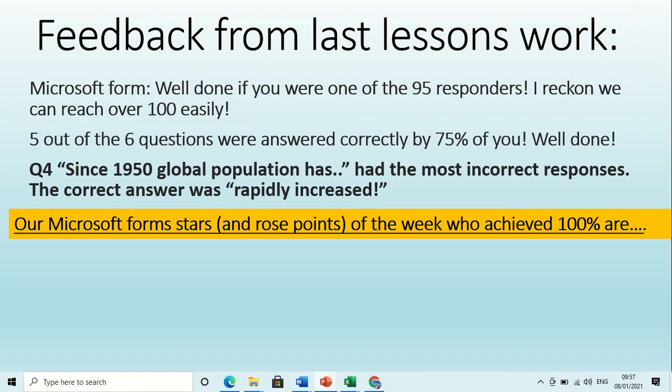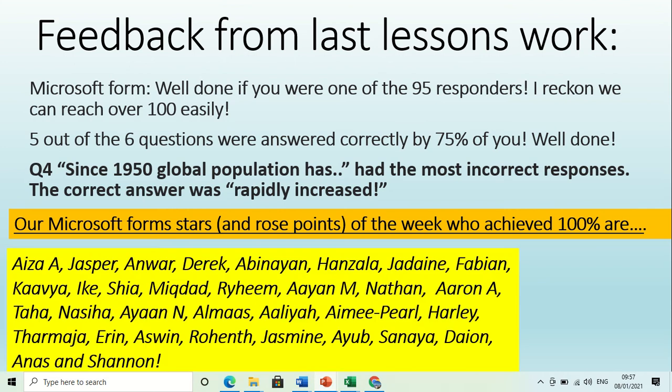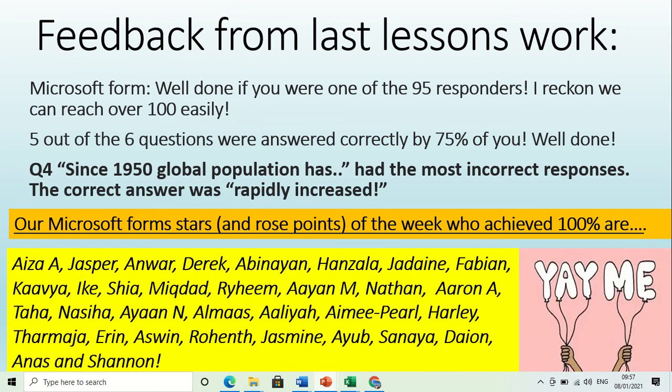So our Microsoft Forms stars of the week who achieved 100%, who got 6 out of 6 questions right, and are also going to be receiving Rose points, are these wonderful people. So just have a look now. If your name is on there, give yourself a pat on the back. You've earned yourself a Rose point. So well done to the people in that yellow box there. And if you're not on it, you can get on the Microsoft Stars slide next lesson by completing today's Microsoft form and hopefully getting 100%.